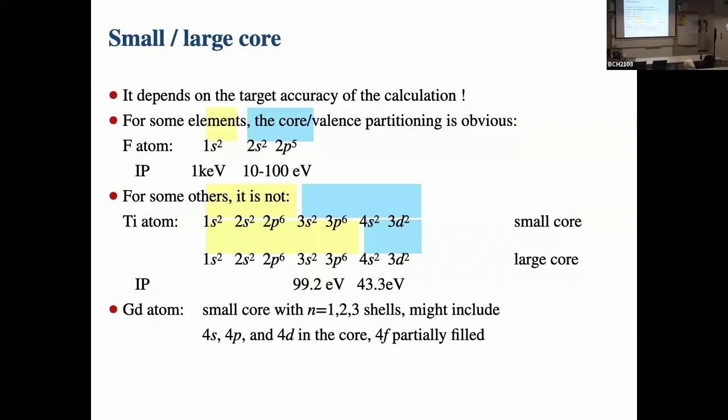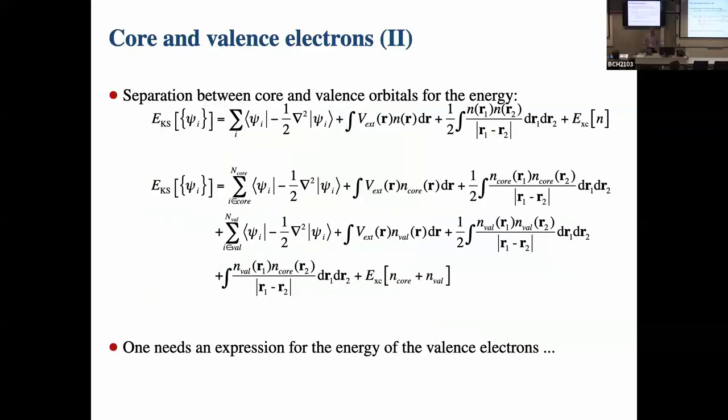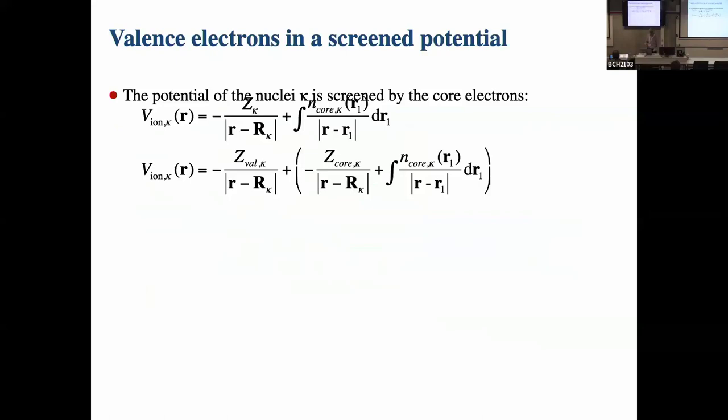There's a website called the Pseudo Dojo that you may have heard of, where we provide good quality pseudo potentials that are based on comparison with all-electron calculations. So the idea is to separate the core electron and the valence electron in the functional. There's a formal way to do it, and then you can get an expression for the energy.